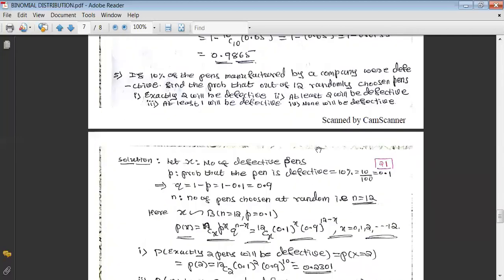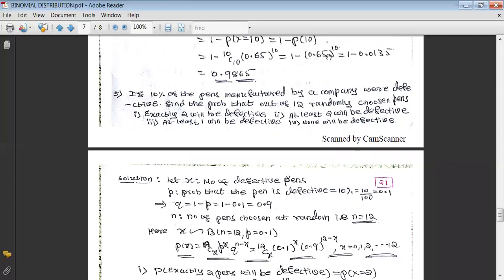Now let us go to the fifth example. It is going to be like this. If 10% of the pens manufactured by a company are defective, find the probability that out of 12 randomly selected pens, first one exactly 2 will be defective, second one at least 2 will be defective, third one at least 1 will be defective, fourth one none will be defective.